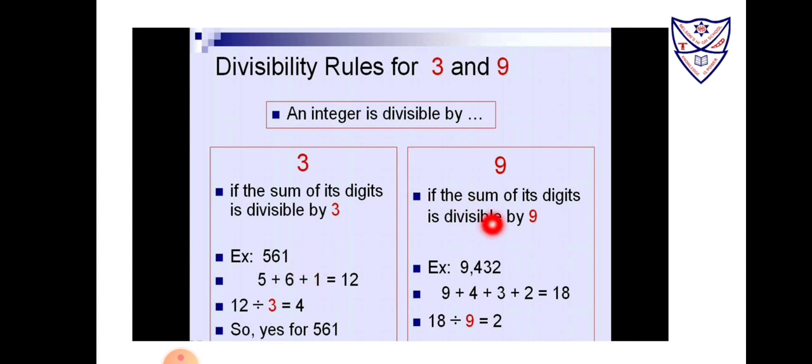Similarly, for 9 also, if the sum of its digits is divisible by 9. When we are finding divisibility by 9, that sum should be divisible by 9. For example, we have taken 9432. If we add 9 plus 4 plus 3 plus 2, the sum of the digits is 18, which is a multiple of 9. So 9432 is divisible by 9.